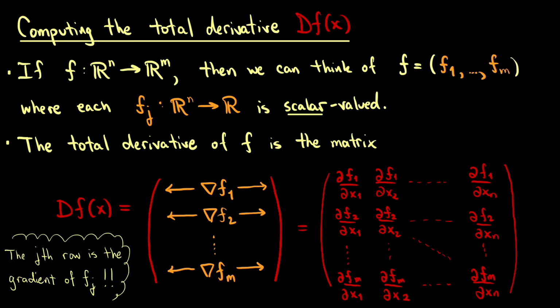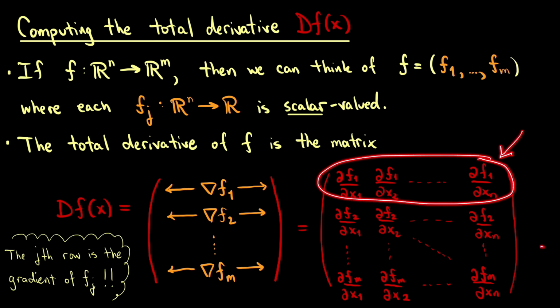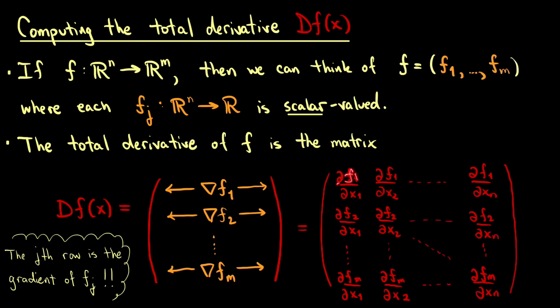That's how you remember that these gradients get stretched out into the rows. And each of these gradients is something that lives in Rn, and therefore there's n entries in each row. So there's n columns. So if you wrote it out, you would see that the gradient of the first scalar valued function f1, written as a row, is just the partial derivative of f1 with respect to each of the variables. So as you go this way, the variables are increasing.